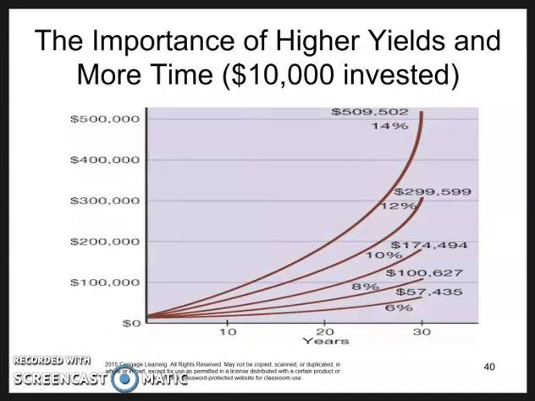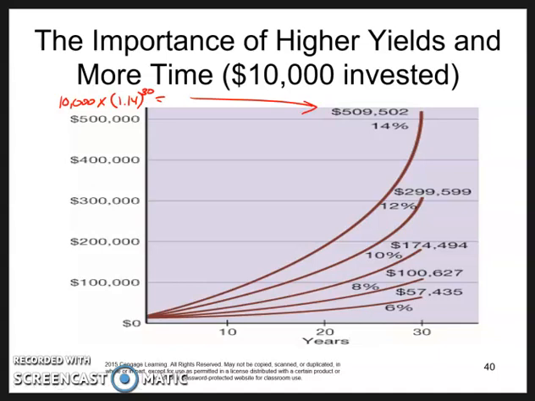For example here, I'm going to do this on a separate lecture on the calculator, but just to show you the formula here. We've got $10,000 invested, so this is 10,000 times one plus the interest rate, 1.14. That's our 14% right here, for 30 years, so that's to the 30th power. And that is equal to $509,000.